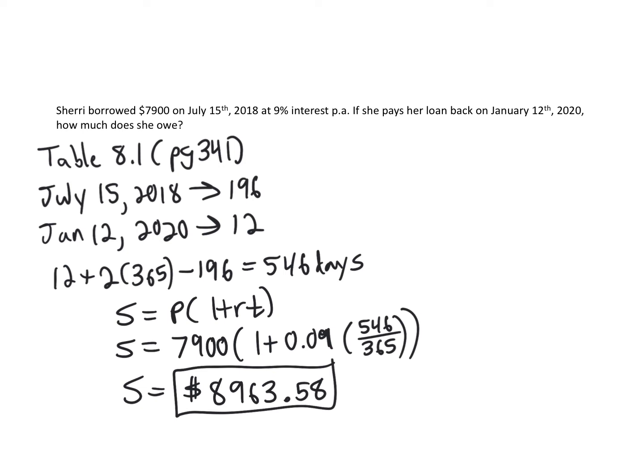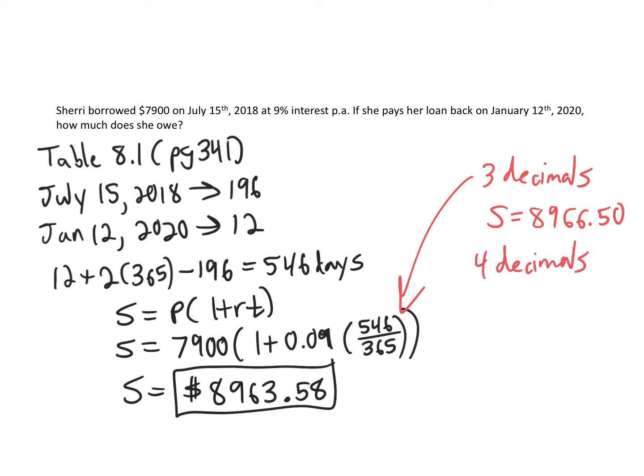Now be careful with your rounding. If you use 3 decimals at each step of the rounding in this step, you will end up with S equals 8,966.50. So as you can see, we're off by about $3. Even if you use 4 decimals, you still end up with 8,963.34, which is off by about 24 cents. So I highly recommend keeping at least 6 decimals or more in each step to make sure that you have not rounded too much and caused an error.